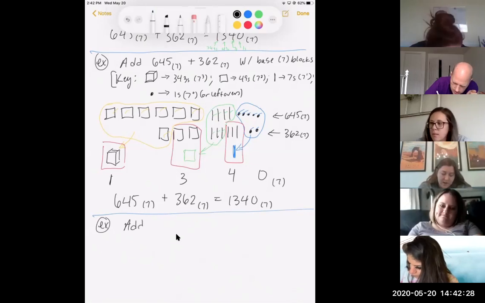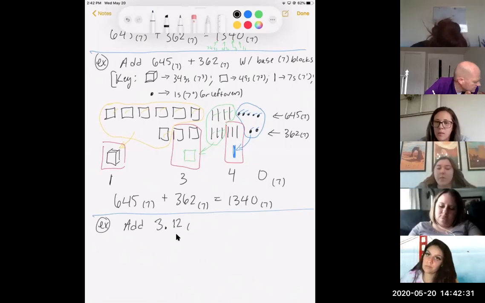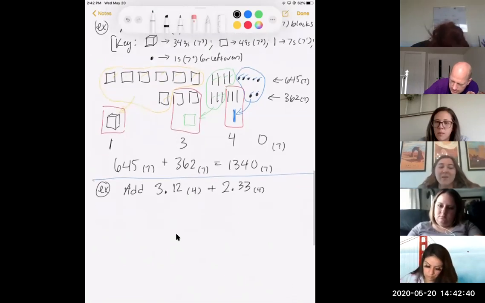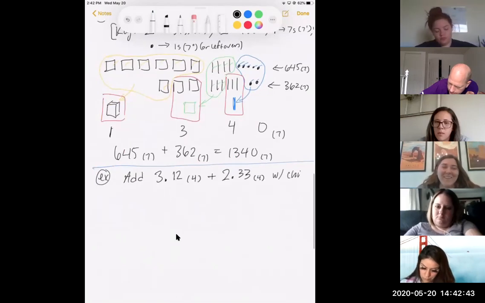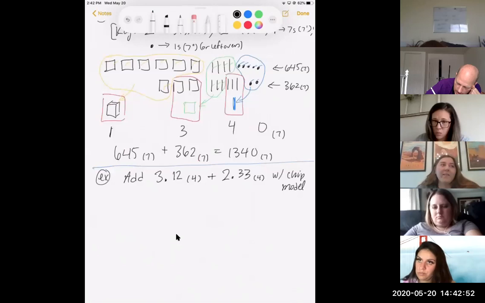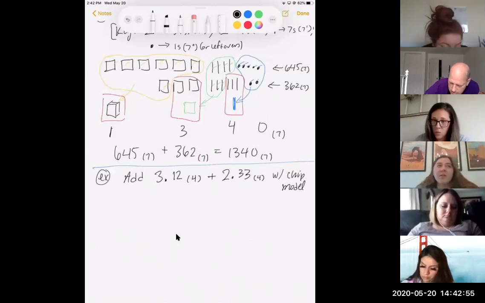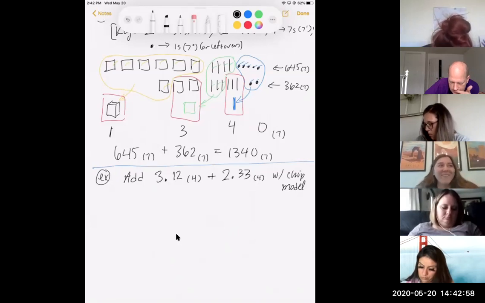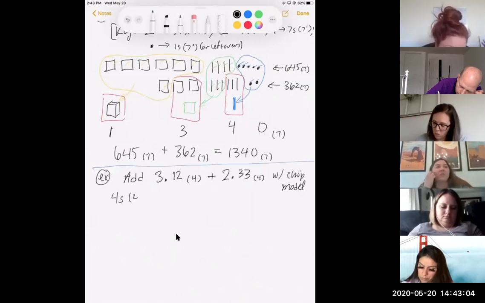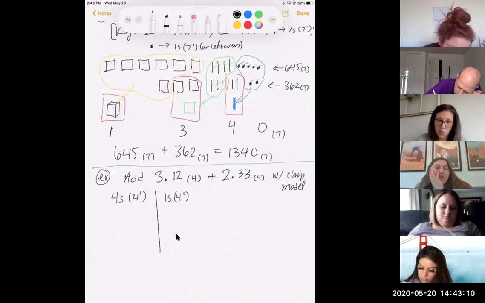And we're going to add 3.12 base 4 plus 2.33 base 4. You can add these together because you know the structure of mathematics. So we're going to do it with the chip model first. So I need to diagram my places. Okay, so all I have is ones, and since the 3 and the 2 will get into the fours place, let me just do fours here. So the fours place, which is 4 to the first. We have the ones place, which is 4 to the 0, or leftovers.